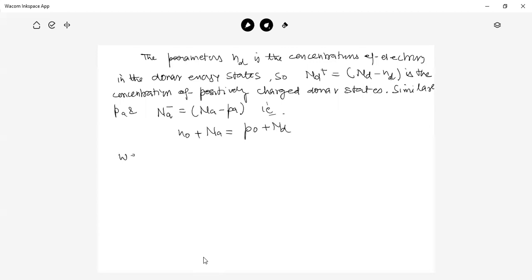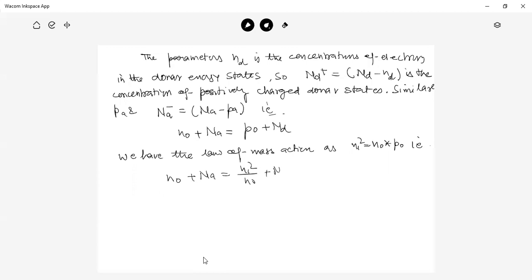We have the law of mass action as ni squared is equal to n0 into p0. That is, p0 is equal to ni squared upon n0.